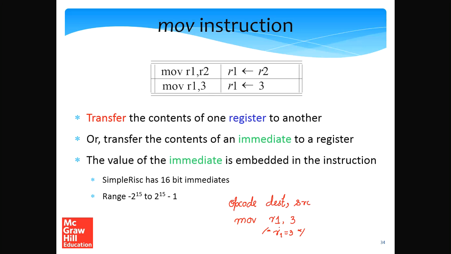Also we can have a statement x equals y. So in this case this is the same as move R1, R2, where the contents of R2 are moved to R1. So the value of the immediate in this case is actually embedded inside the instruction. SimpleRISC supports 16-bit immediates, and this is a 2's complement number, so the range of an immediate is from minus 2 raised to the power 15 to 2 to the power 15 minus 1. This is the standard 2's complement range for a 16-bit number.